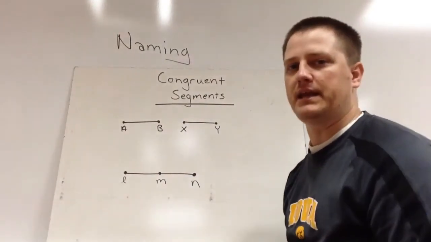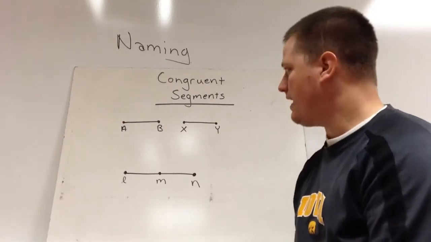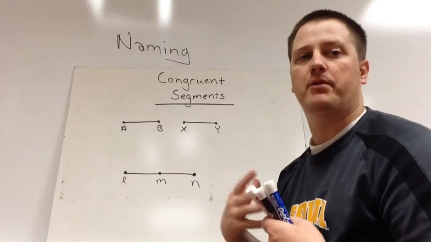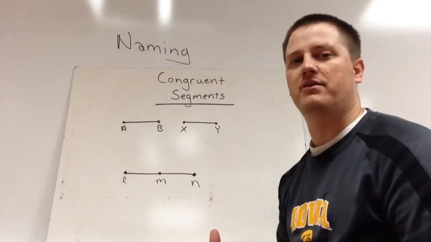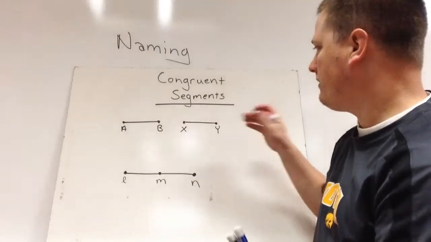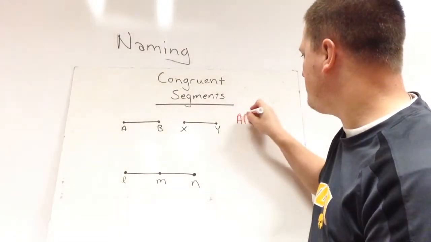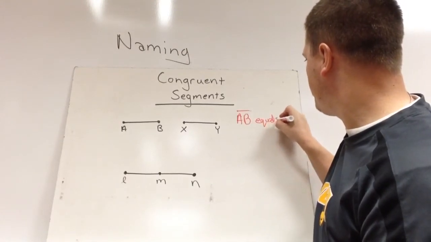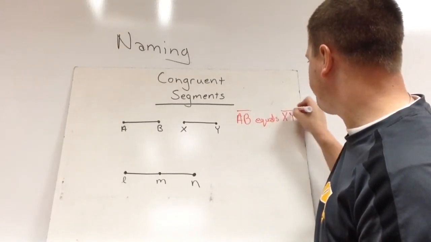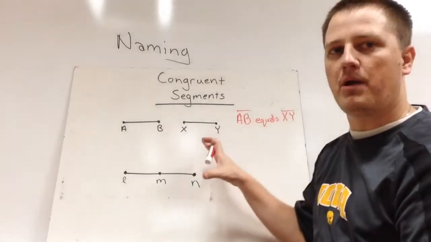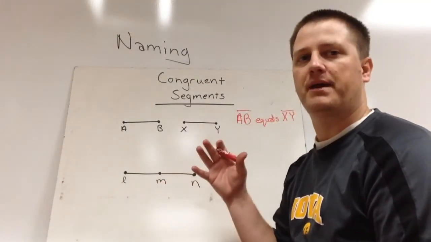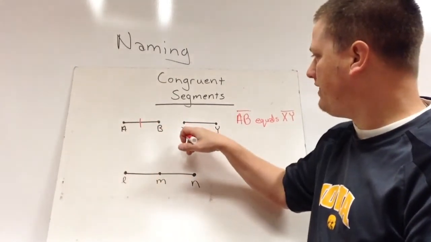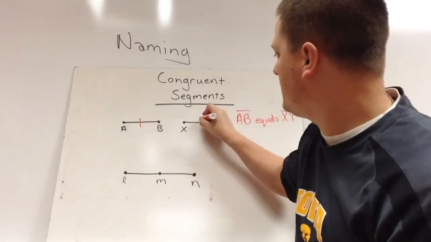The last thing isn't really naming, it's actually marking things. Congruent segments. Congruent means that things are equal. So we want to be able to show that things are equal without actually having to write everything down. So here what we're going to say is that AB equals XY. Because these are equal to each other, we want to mark them as such. So what we do is we typically use tally marks. We put one tally mark here. Since this one is equal to that one, they should have the same number of tally marks. I'm going to put one there.